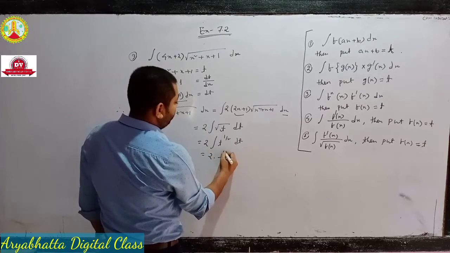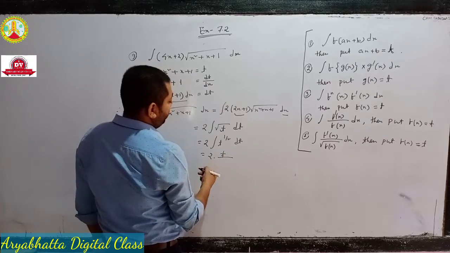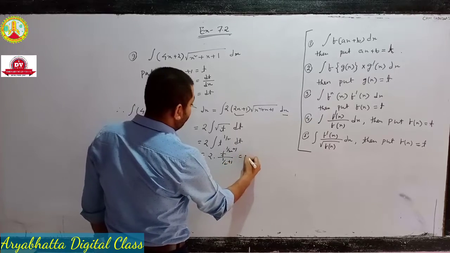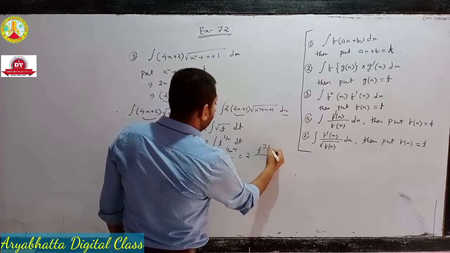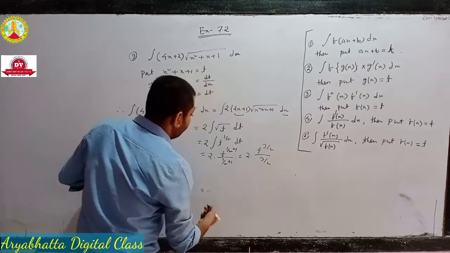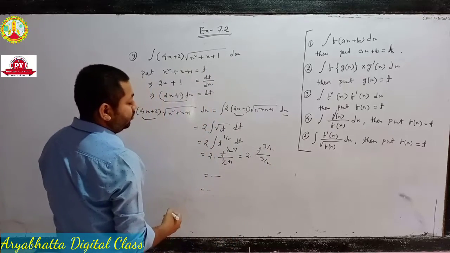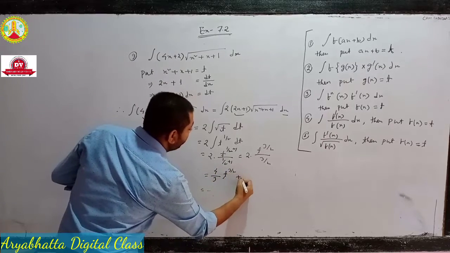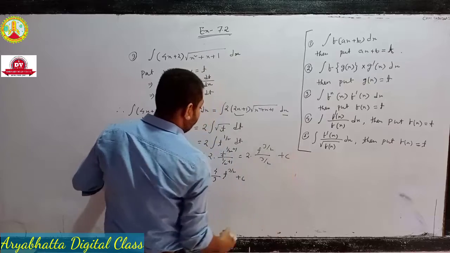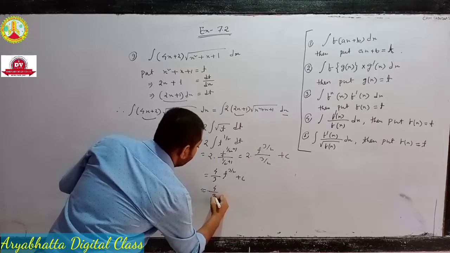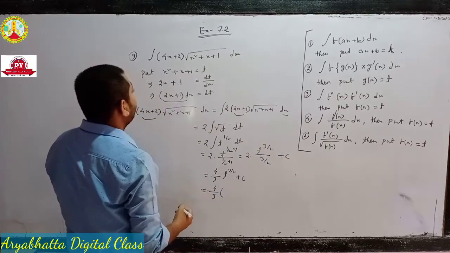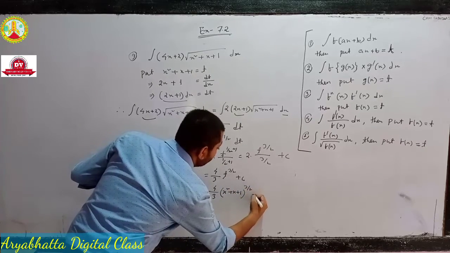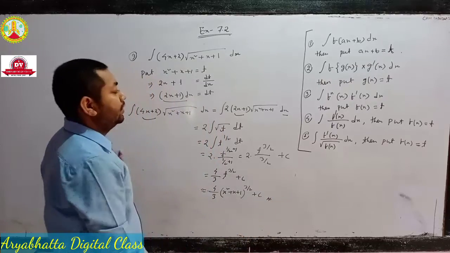This is equal to t to the power 1 by 2 plus 1 divided by 1 by 2 plus 1. This is equal to 2 into t to the power 3 by 2 divided by 3 by 2. This is equal to 2 into 2 by 3, 4 by 3, into t to the power 3 by 2 plus c. This is equal to 4 by 3 into, here t is equal to x square plus x plus 1, x square plus x plus 1 whole to the power 3 by 2 plus c. This is the required answer.